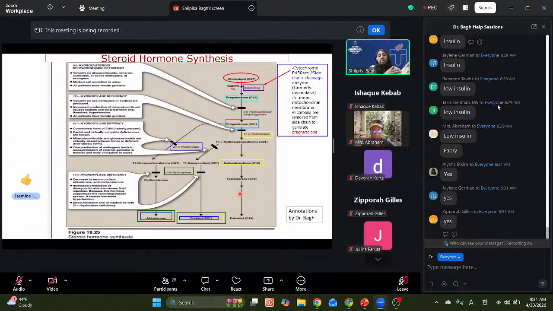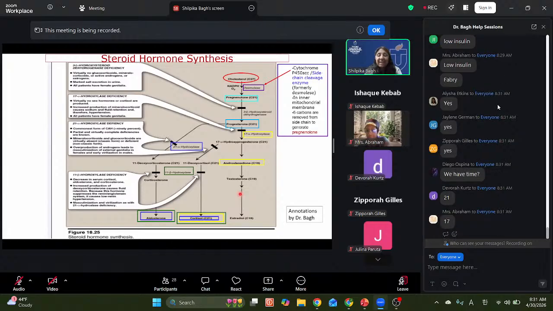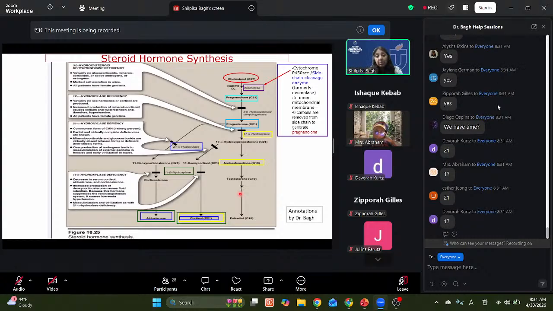Now you compare 21 alpha with 17 alpha, clearly distinguishable. You see virilization of the female and hypotension in 21 alpha. Virilization in female, or masculinization of female external genitalia, and hypotension is 21 alpha, which is more common.